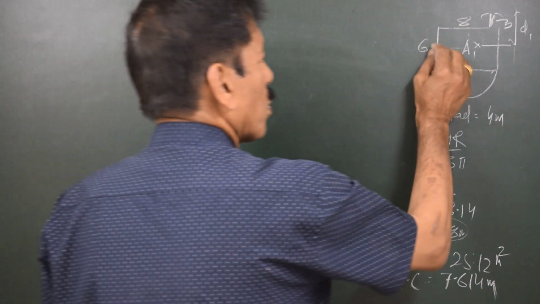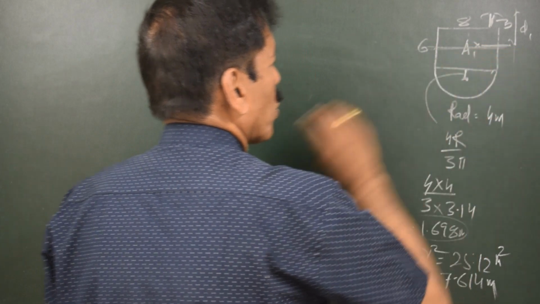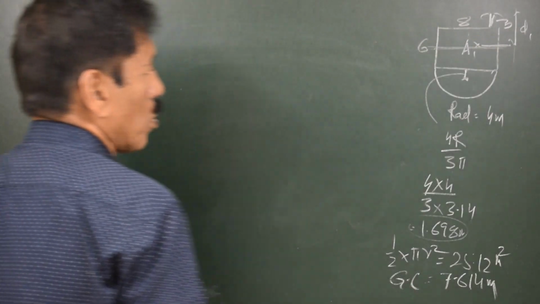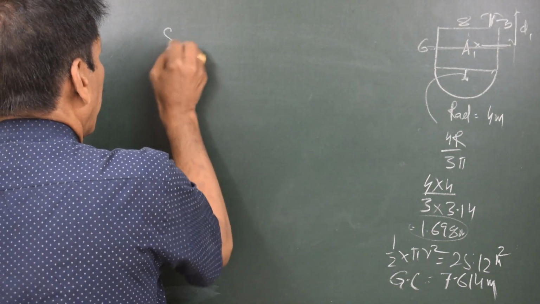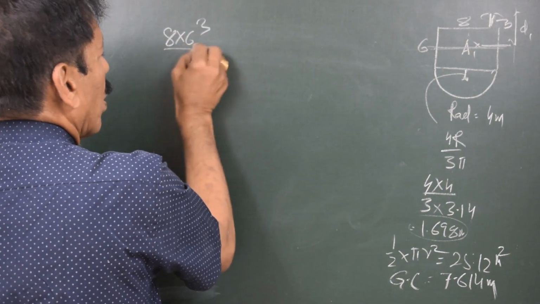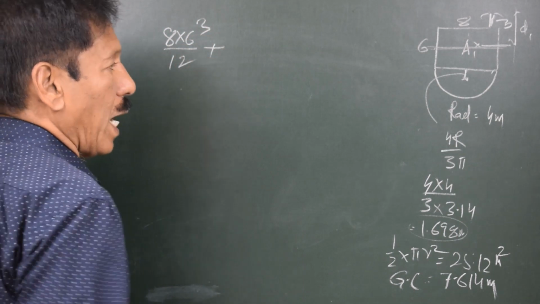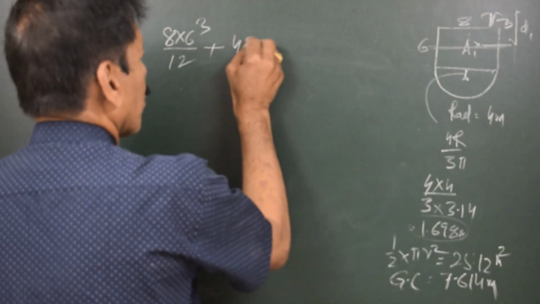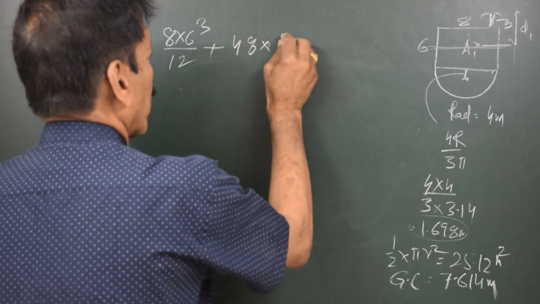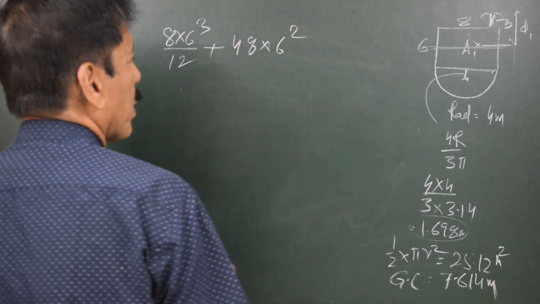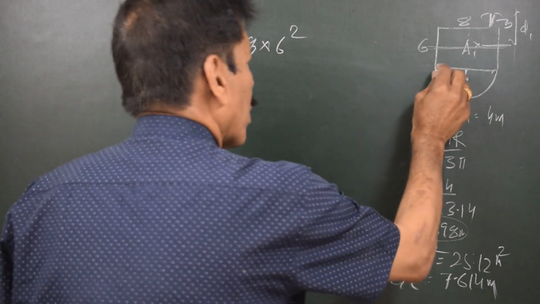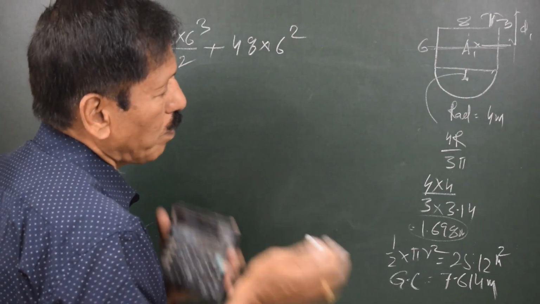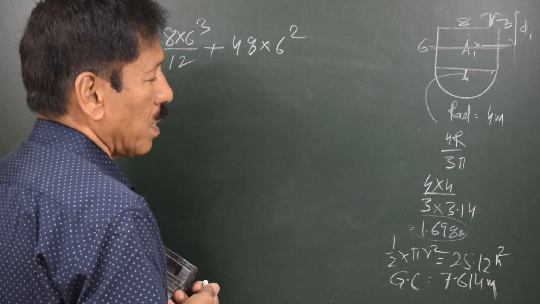Let us now find out the total moment of inertia about the water level. Moment of inertia of the rectangular portion about its own centroid is 8 into 6 cube upon 12. And when I take this moment of inertia to the water level, it will be plus area into d squared, that is 6 squared.